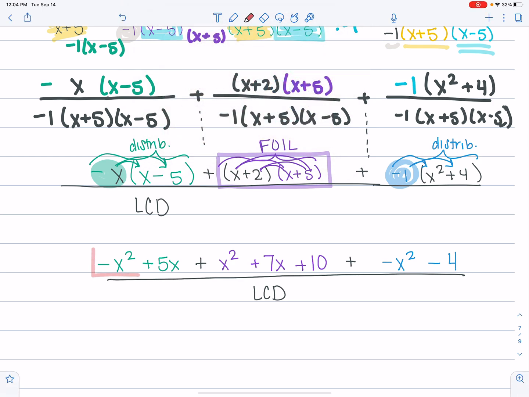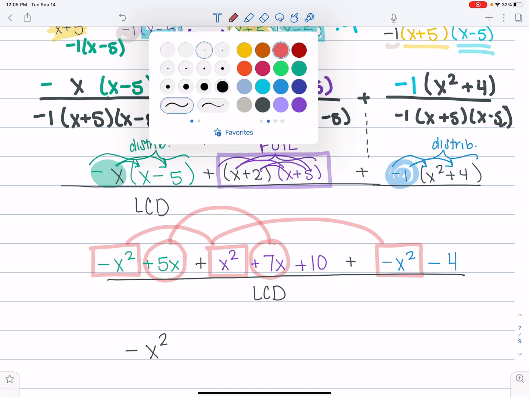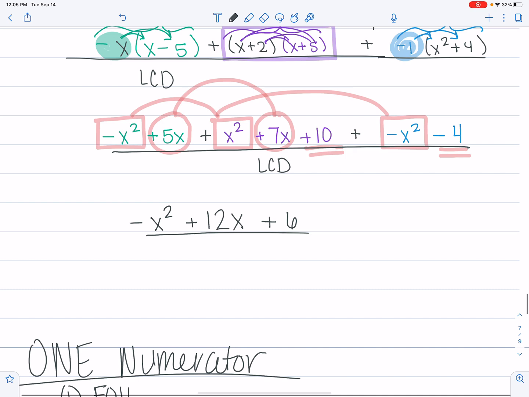So I'm going to combine my x squared. I've got negative x squared, positive 1x squared, negative x squared. So when I combine those, negative 1 plus 1 minus 1 is going to give me negative x squared, or negative 1x squared, but I don't need to write the 1. My next one's positive 5x plus 7x is going to give me positive 12x. And then my last like terms are going to be 10 plus negative 4, which is going to give me a positive 6 all over that LCD.